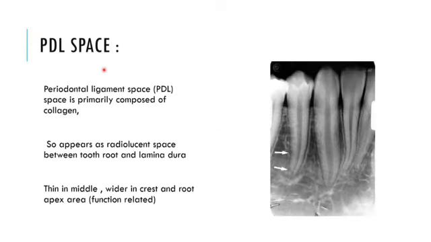Next is periodontal space. The periodontal ligament space is primarily composed of collagen. So we could see that radiolucent line. That is the periodontal space. It appears radiolucent between the tooth and the lamina dura. This thick radiopaque line is the lamina dura and this is the tooth. In between that we could see the radiolucent line. That is the periodontal space, and it is generally thin in the middle third of the root and wider in the crestal region and also wider in the root apex area. So it is also function related.